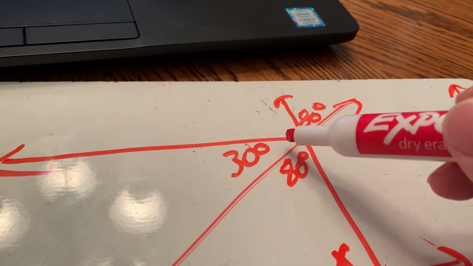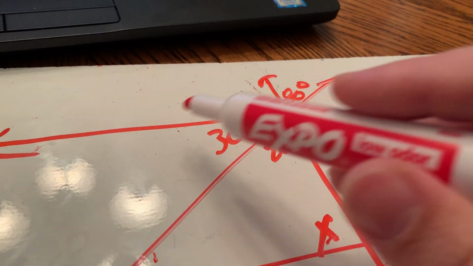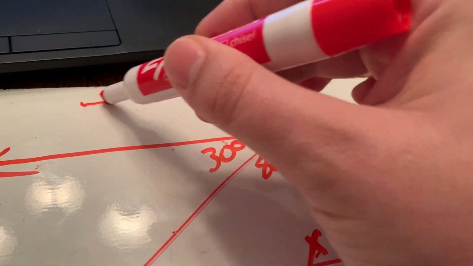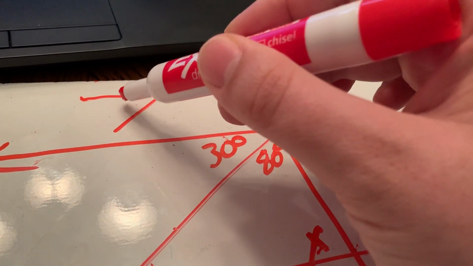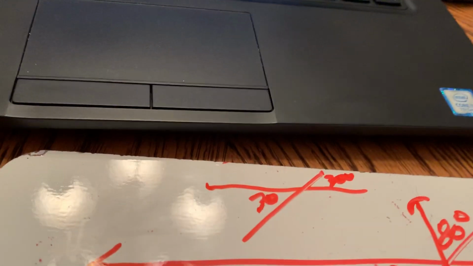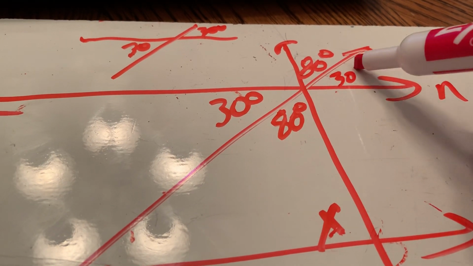The other thing you could say is, if you weren't looking at this transversal, if you were looking at this one and this parallel line, again, trying to draw it like that, and there's 30. Because of vertical angles, that would have to be 30, which is the key. So you could also say that that angle is 30. Okay?